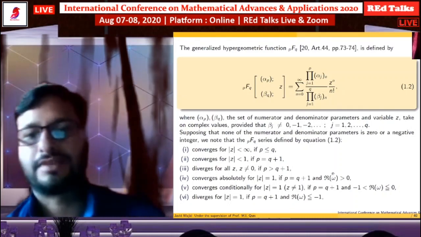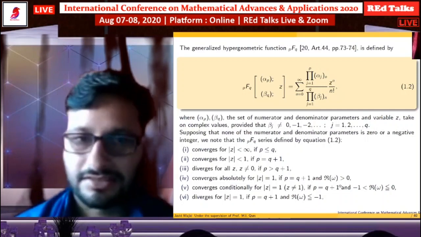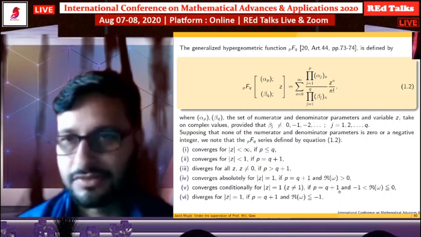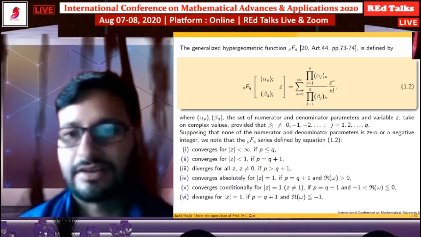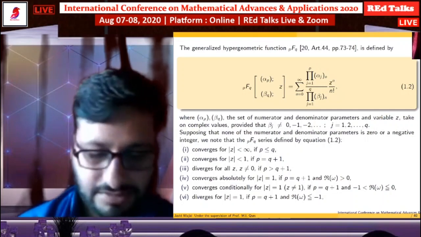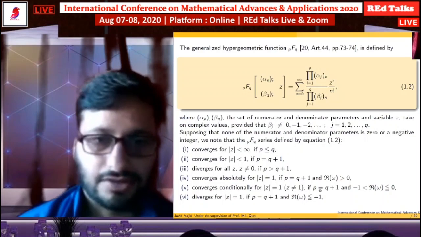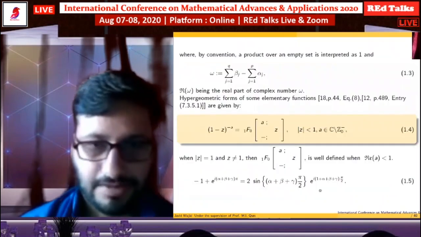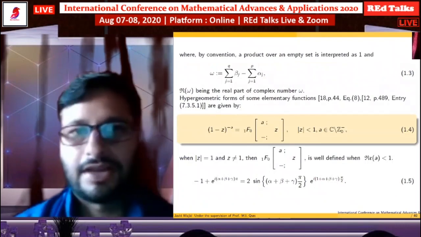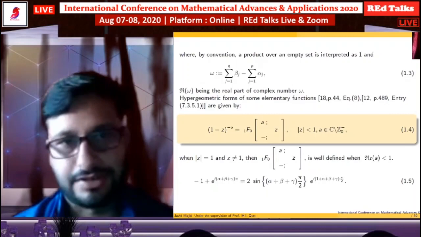and absolutely converges for mod z equal to 1 and p equal to q plus 1, where real part of omega is greater than 0, converges conditionally for mod z equal to 1 and z not equal to 1 if p is equal to q plus 1 and real part of omega is greater than minus 1 and less than or equal to 0, and diverges for mod z equal to 1 if p is equal to q plus 1 and real part of omega is less than or equal to minus 1, where omega is equal to the summation of denominator parameters minus the summation of numerator parameters.